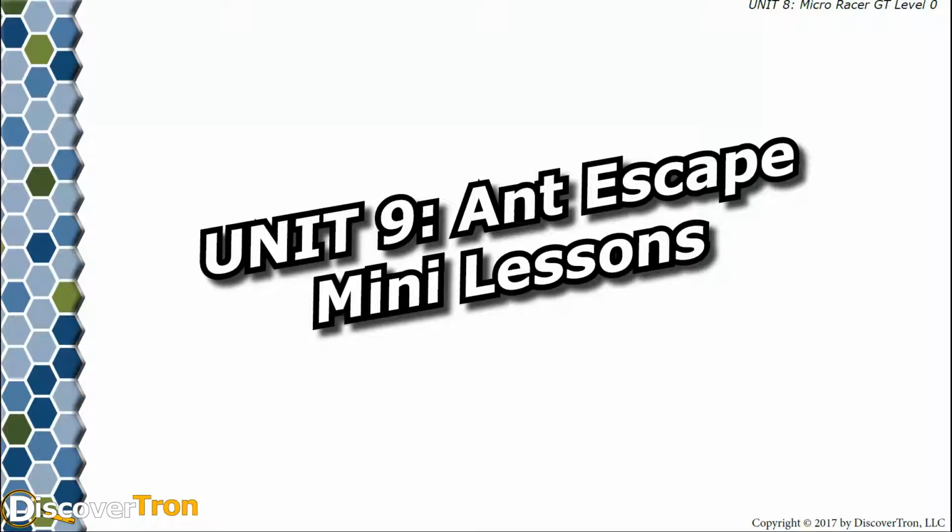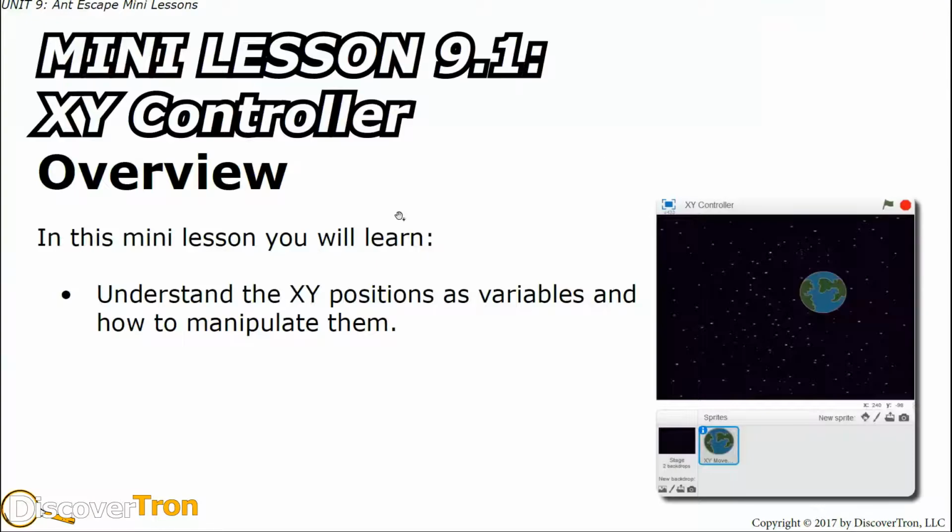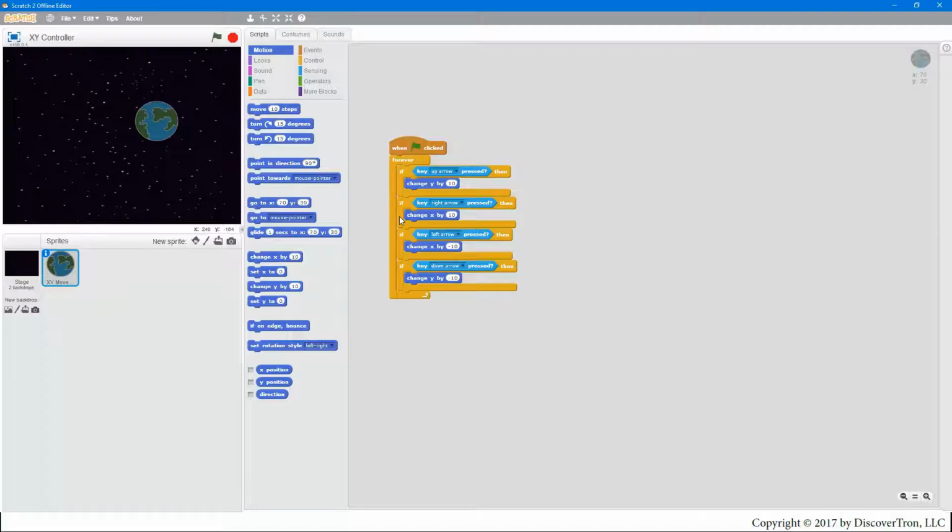Welcome to the Unit 9 Antiscape mini lessons. We're going to go through mini lesson 9.1, which is going to go over a new type of controller for your programs called the XY controller. On this controller, we'll be using user input to manipulate the sprites or objects on the screen by changing their XY values. Let's go ahead and see what that looks like.